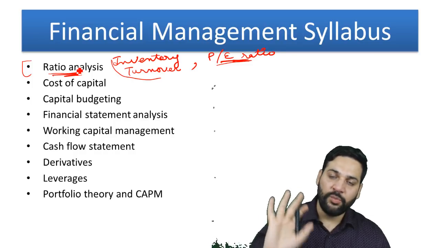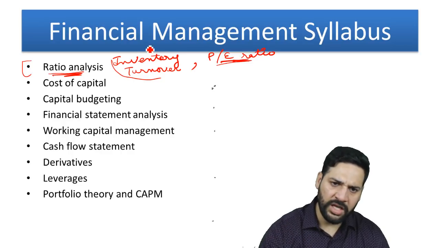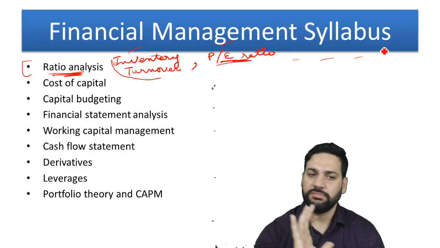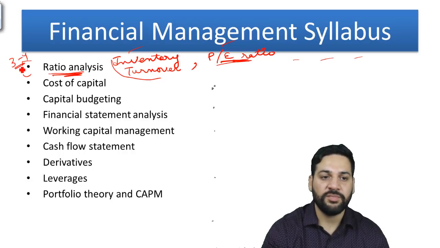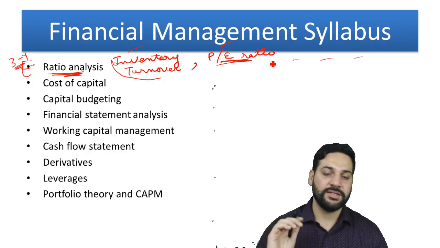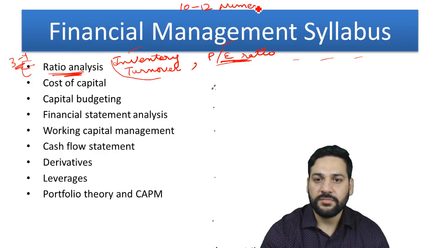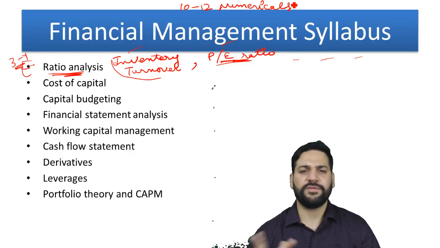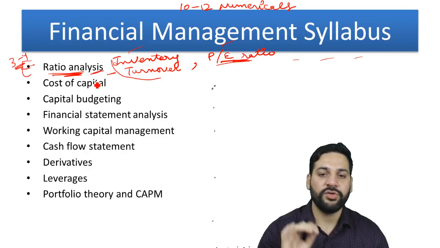The most important chapter for financial awareness is ratio analysis. Inventory ratio, PE ratio, all those ratios. There are roughly 17 to 18 ratios, and those are really important. Out of 50, you are going to find at least 3-4 questions from this particular chapter. If you ask me how many questions will be practical and how many theoretical: 10 to 12 questions will be numericals and the rest will be theoretical, 35-40 questions. Ratio analysis, the most important chapter.